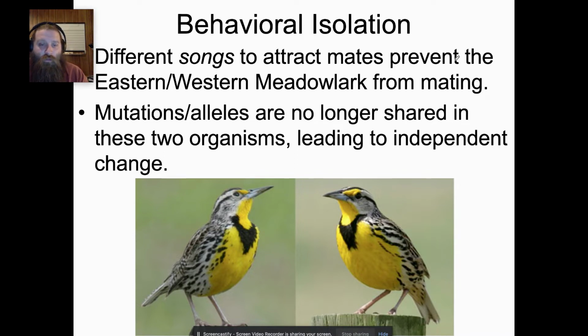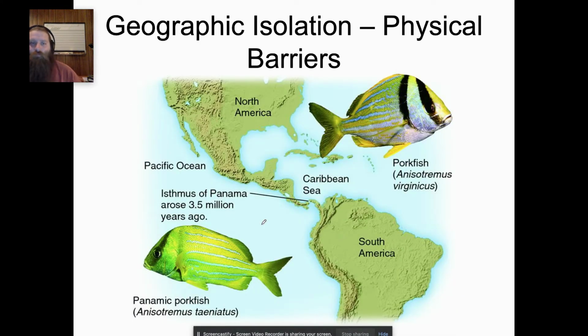And you can kind of see that in the feather structure, especially in the yellow around the eye here. This has much more yellow than that bird there. So there are starting to be mutations and changes that are not present in both birds.